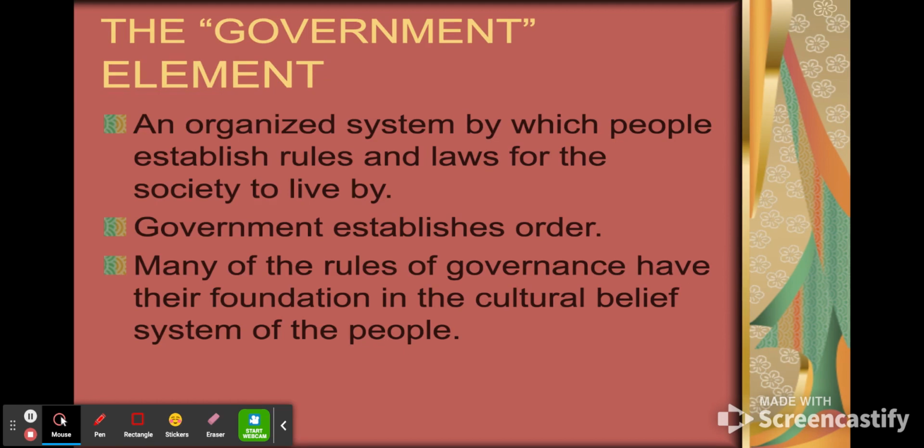The government element. An organized system by which people establish rules and laws for the society to live by. Government establishes order. Many of the rules of governance have their foundation in the culture's belief system of the people.